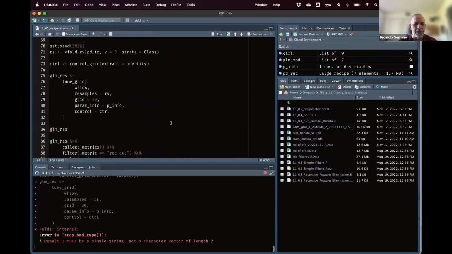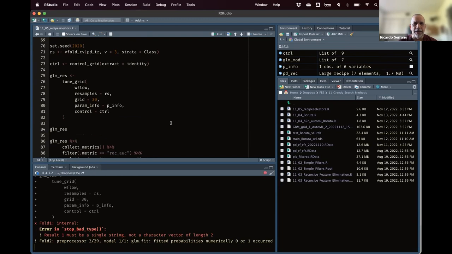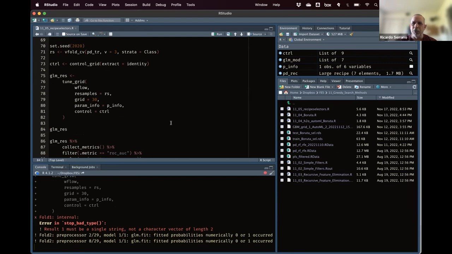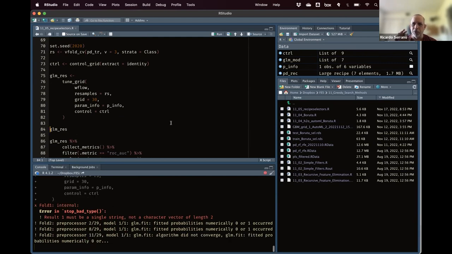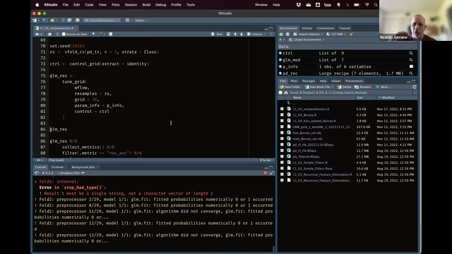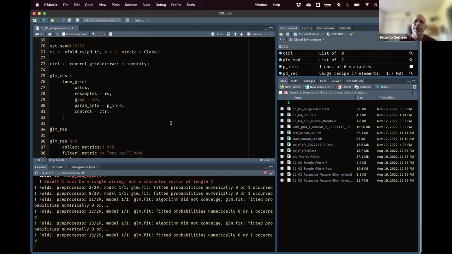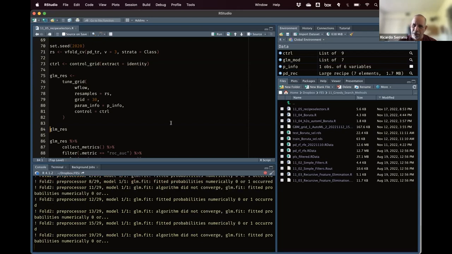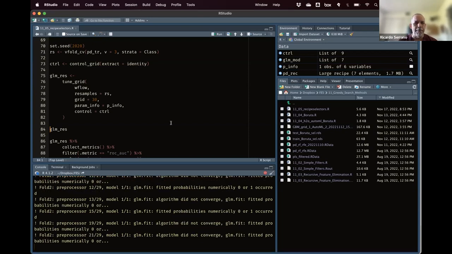Okay. There are going to be some messages here related to the convergence of the logistic regression, because it needs convergence and it's related to some of the folds. So some of the folds apparently don't have the number of classes that the system needs to converge, okay? So this is fold number 2 and then fold number 3.